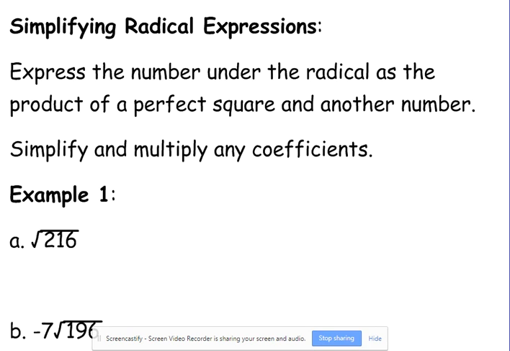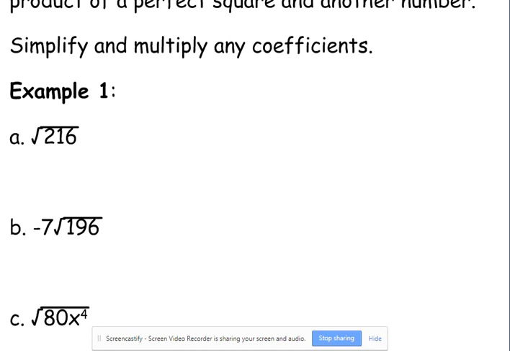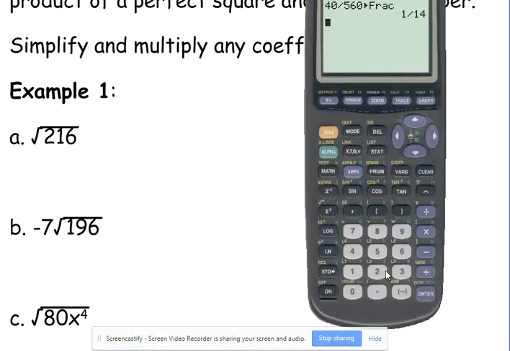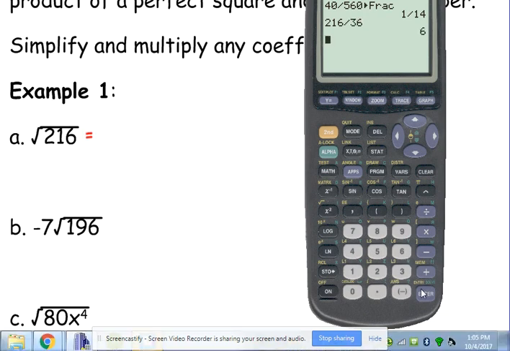The goal is that you want to express the number under the square root as the product of a perfect square and another number, and you want the biggest perfect square. So for 216, I believe that 216 is divisible by 36. Let's check it. It is. For these first few problems, I'm going to write it out, and then I'm going to start skipping steps. So 216 is equal to 36 times 6.